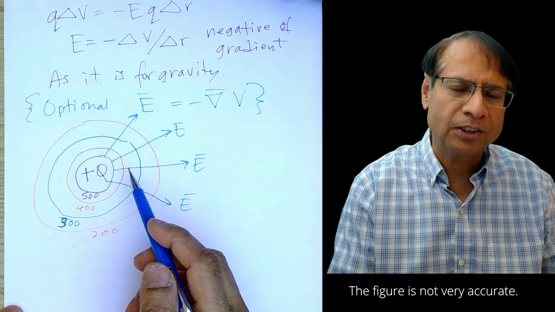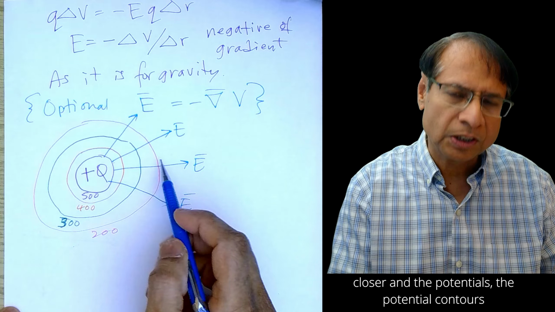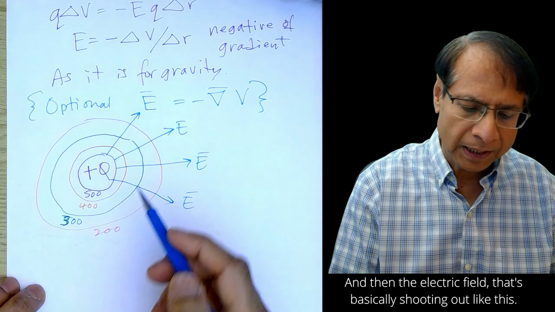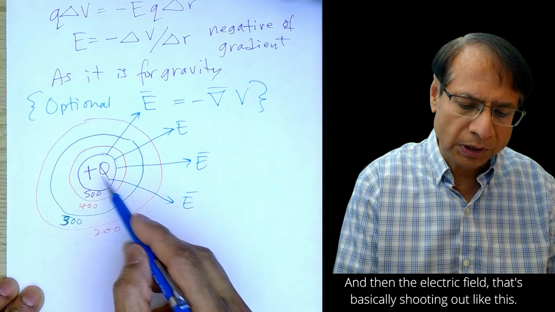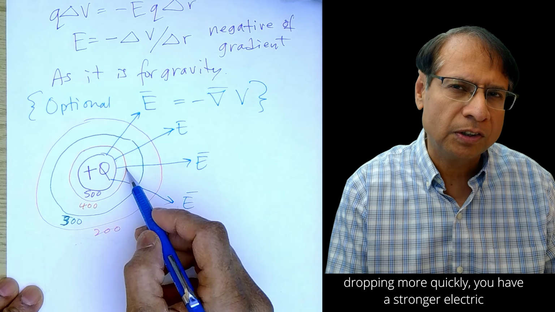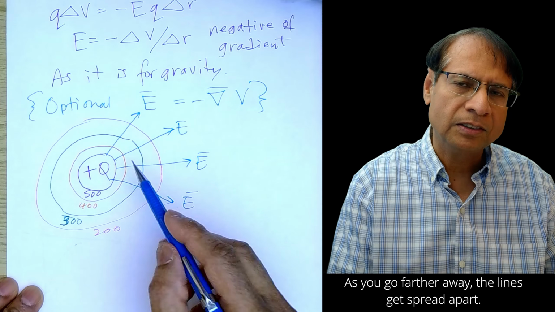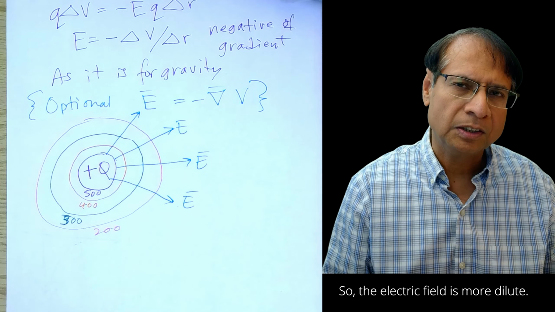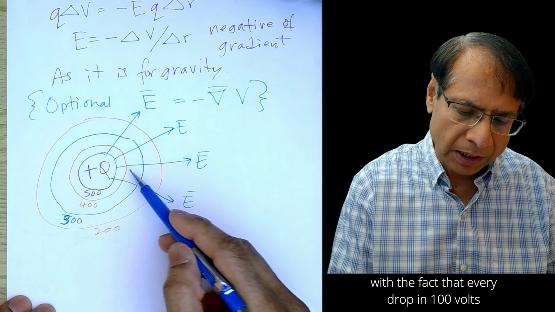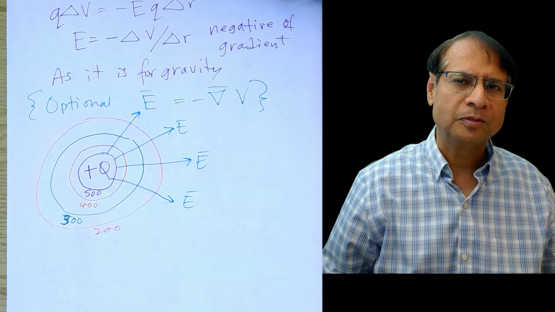The figure is not very accurate, so it may not seem this way, but initially they're closer, and the potential contours get spaced farther away for every 100 volt drop. And then the electric field is basically shooting out like this. So notice that where the potentials are dropping more quickly, you have a stronger electric field. The field lines are more concentrated. As you go farther away, the lines get spread apart. So the electric field is more dilute. The value is dropping, and that's consistent with the fact that every drop of 100 volts takes a longer distance before you have that same drop.